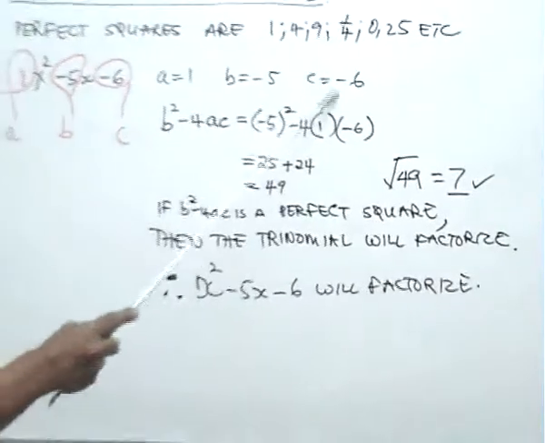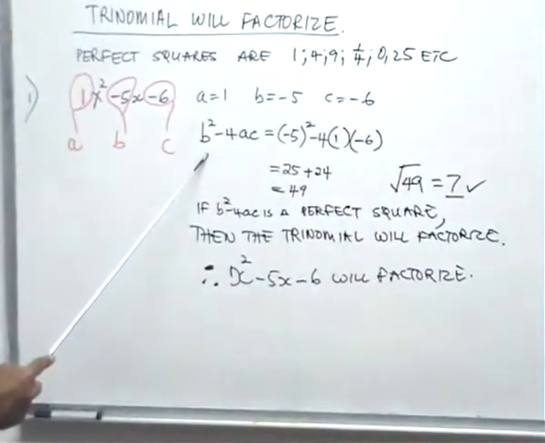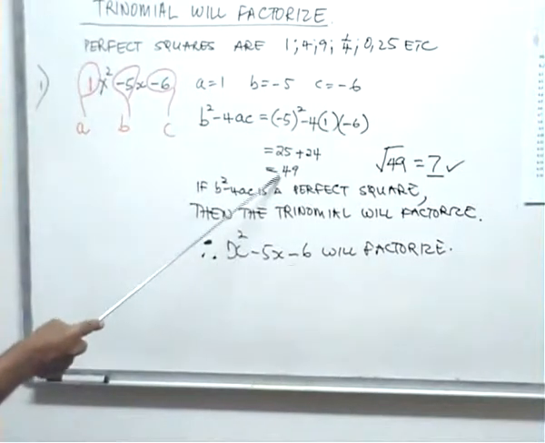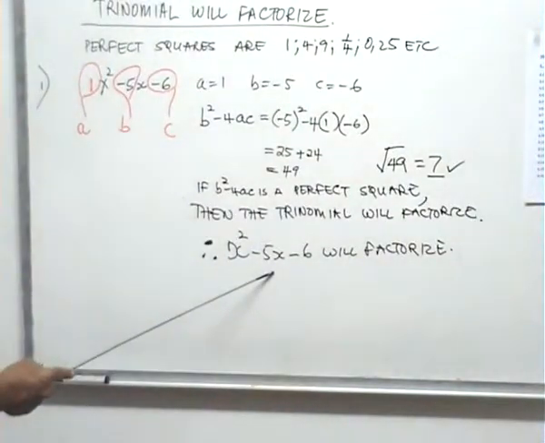That's how you find out whether a quadratic trinomial will factorize or not. Find the values of A, B and C, substitute in B squared minus 4AC. If the final answer is a perfect square, then the trinomial will factorize. Let's do another example.